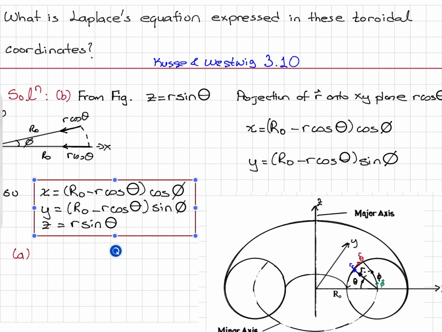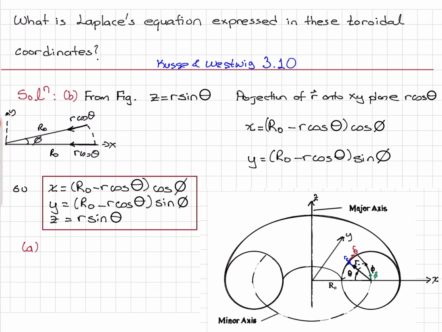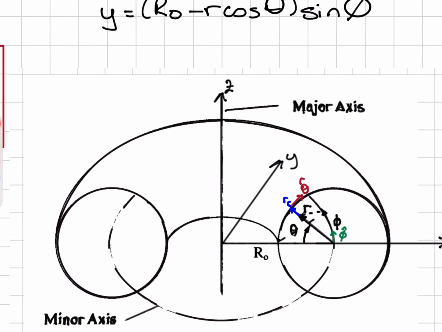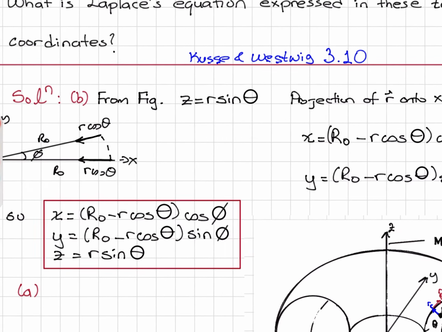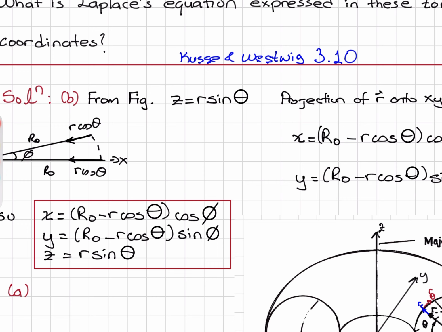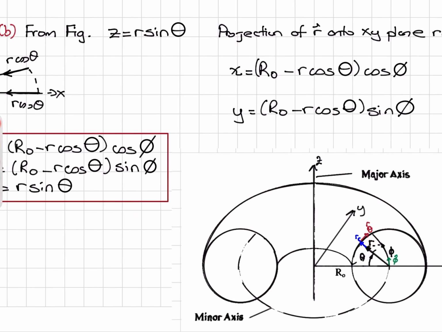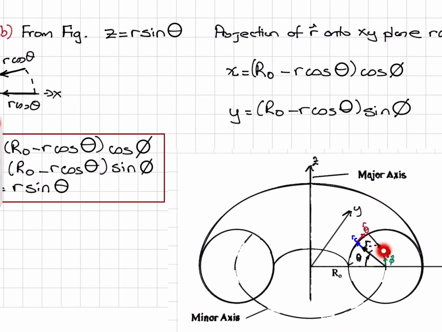So these give me the set of coordinate transformations. R sine theta gives me the projection onto the z-axis. R cosine theta gives me the projection onto the xy plane. And then when this is projected on the xy plane, this makes an angle phi with respect to the x-axis. Phi is the angular position with respect to the x-axis here.